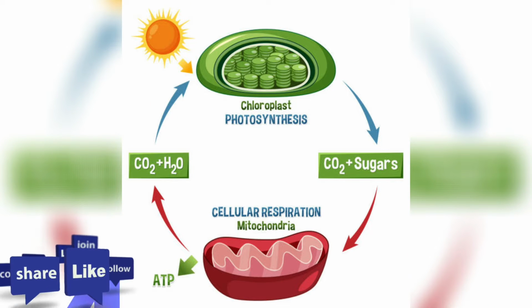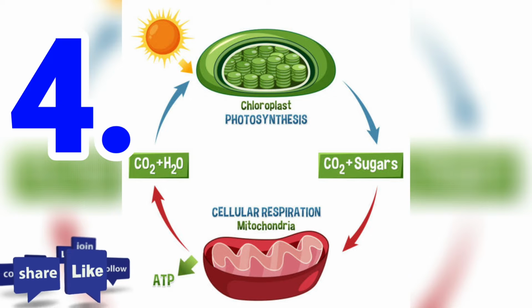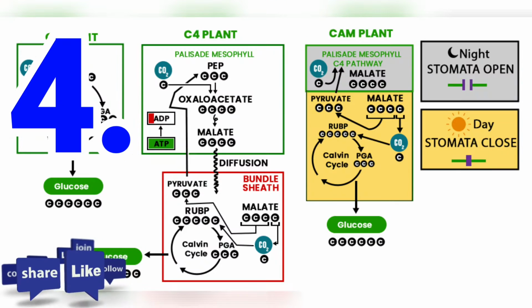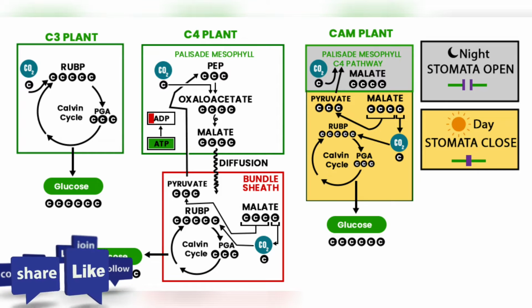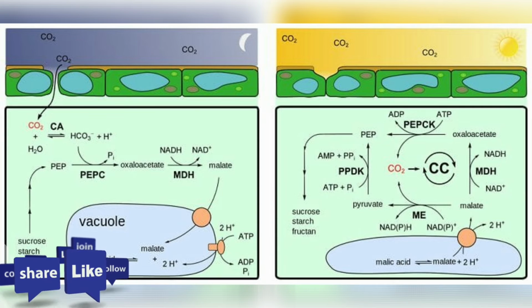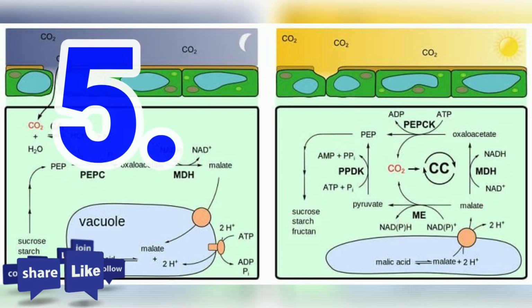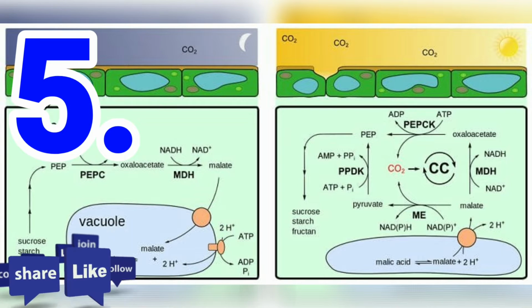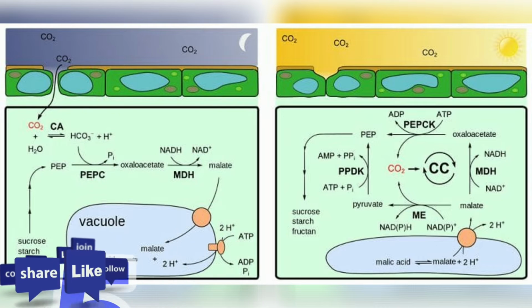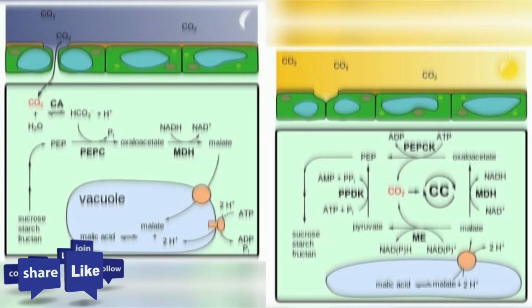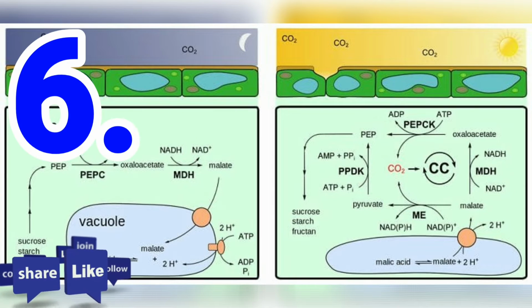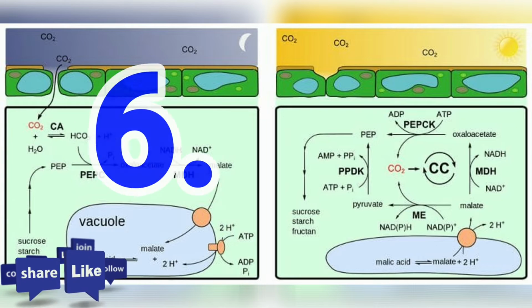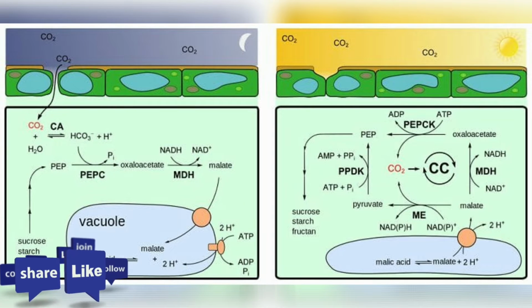CAM plants utilize a specialized photosynthetic pathway called crassulacean acid metabolism to survive in arid environments. They open their stomata at night to absorb carbon dioxide and store it as malate, which is then used for photosynthesis during the day when stomata are closed to conserve water. This strategy helps them minimize water loss and photorespiration, allowing them to thrive in hot, dry conditions.